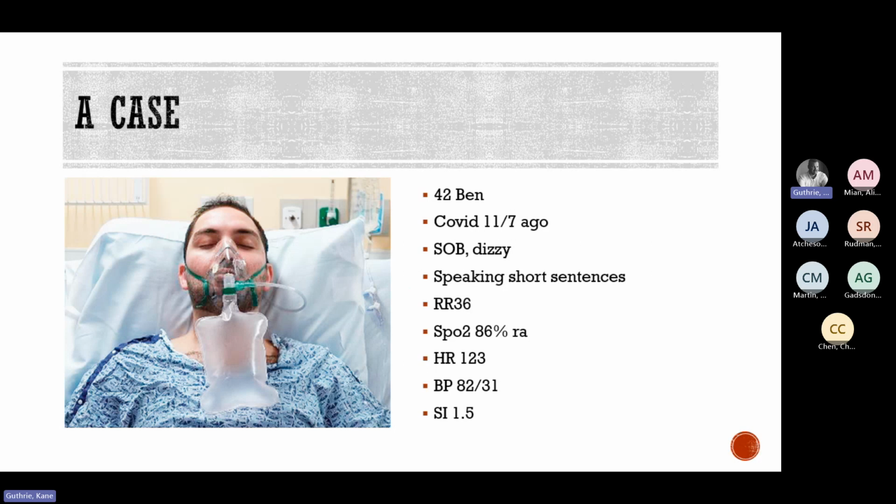Just highlighting, COVID is quite prothrombotic, and we are seeing more PEs and potentially more strokes in the post-COVID era now. So there were some prothrombotic states from having COVID.